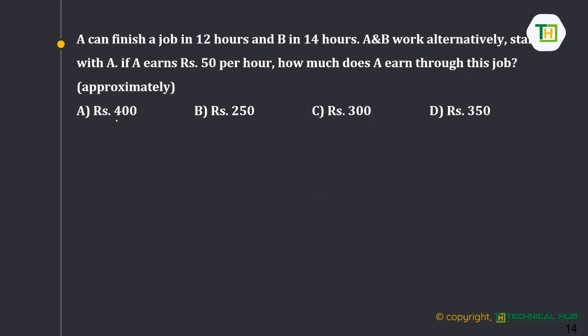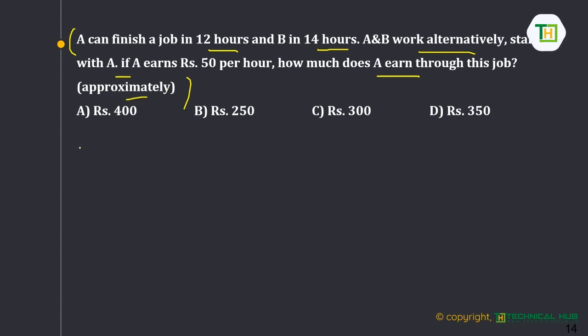So last question for today's session. See here, this question is related to time and work. So what is given here? A can finish in 12 hours and B can finish in 14 hours, working alternately starting with A. If A earns rupees 50 per hour, then how much does A earn through this job approximately? So they're asking approximately.